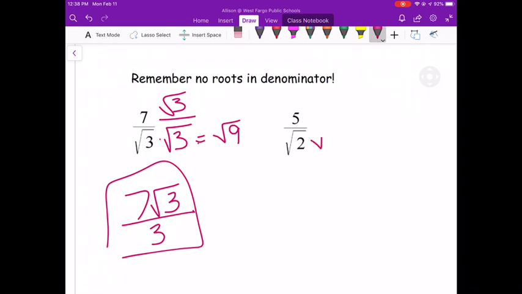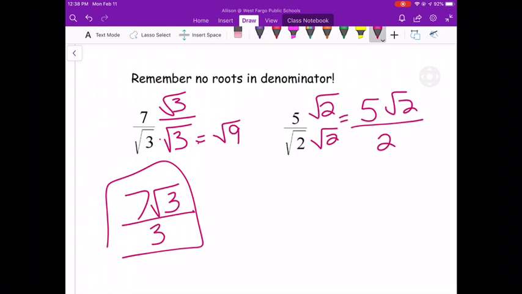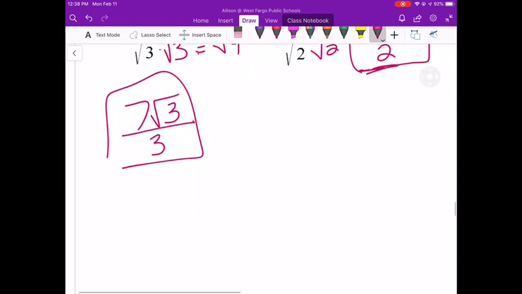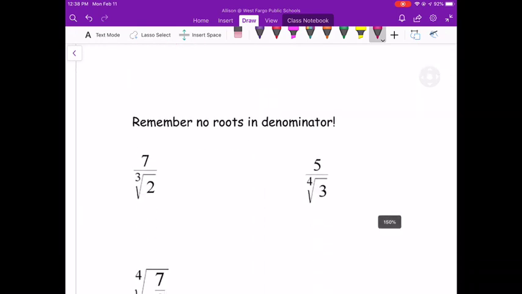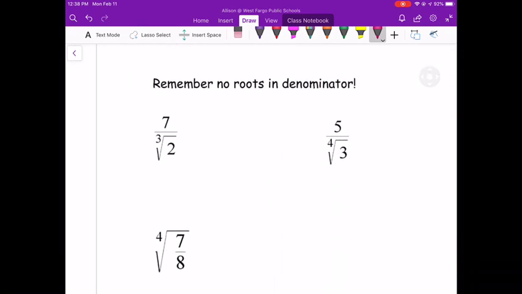Over here, since it's the square root of 2, I have to multiply by the square root of 2 on top and bottom. So it'd be 5 square roots of 2, and then square root of 2 times square root of 2 is 2. Now the 5 and 2 are what's on the outside, but that doesn't simplify any further. This 2 is on the inside, this one's on the outside, so you can't simplify those. Same idea with all roots.